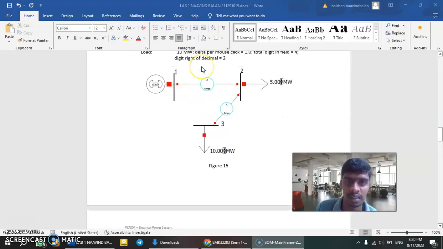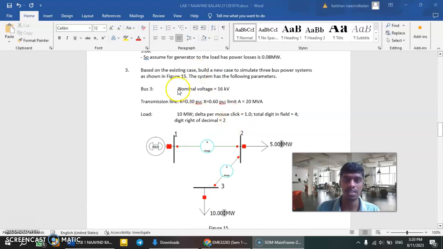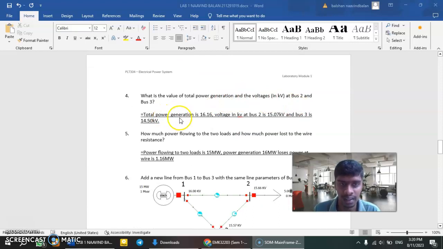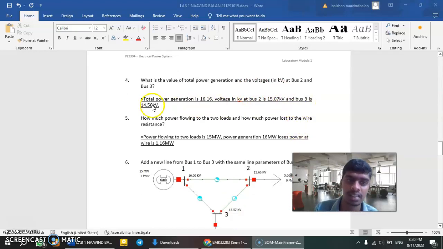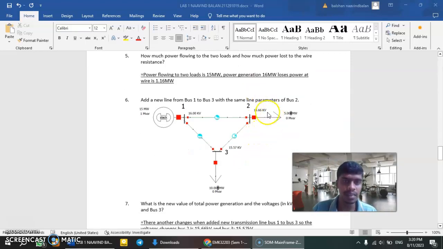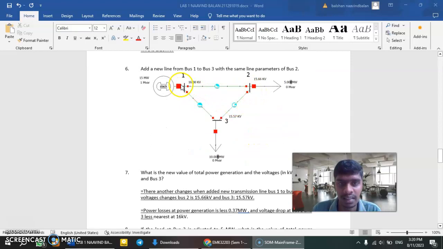The same goes for number 3. Once I construct the circuit, I get the values: bus 1 is 16.16, bus 2 is 15.07, and bus 3 is 14.50 kilowatts. The power flowing to the two loads is 15 megawatts and 16 megawatts, with power losses in the wire of 1.16 megawatt.